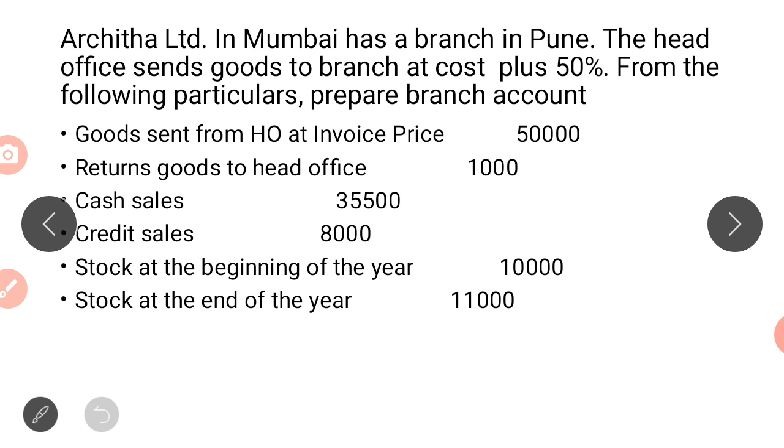Archita Limited in Mumbai has a branch in Pune. So the branch is in Pune. The head office sends goods at cost plus 50%. So cost is 100 plus 50%. When you calculate the opening and closing, we will generally write the entries and then we can calculate. So we will see the transactions.